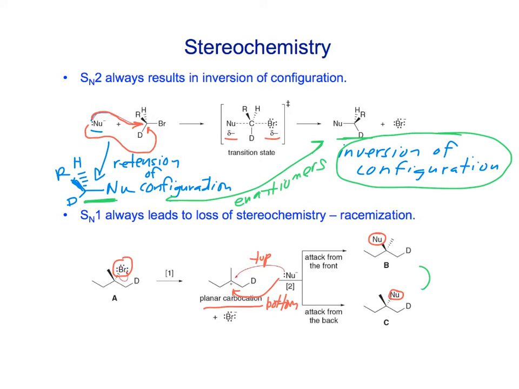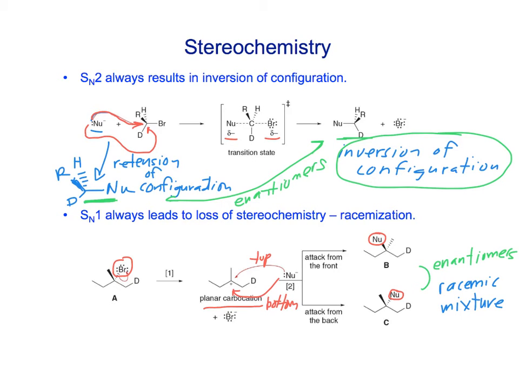These two, what's the relationship between these two? These are enantiomers, and they are formed in equal amounts. So this is a racemic mixture. It means a 1-to-1 mixture of R and S, or a mixture of enantiomers.